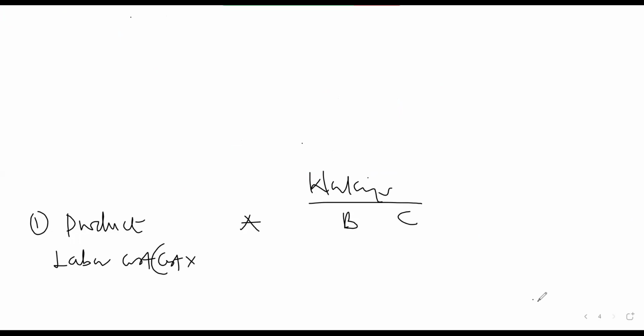216,000. Okay, so I'll just put the cost multiplied by unit here. So A will be 54 times 4,000. What are we getting? 216,000. Let's come to B.